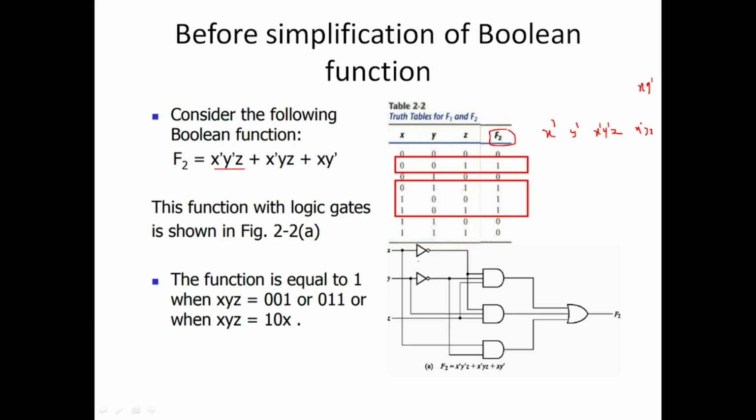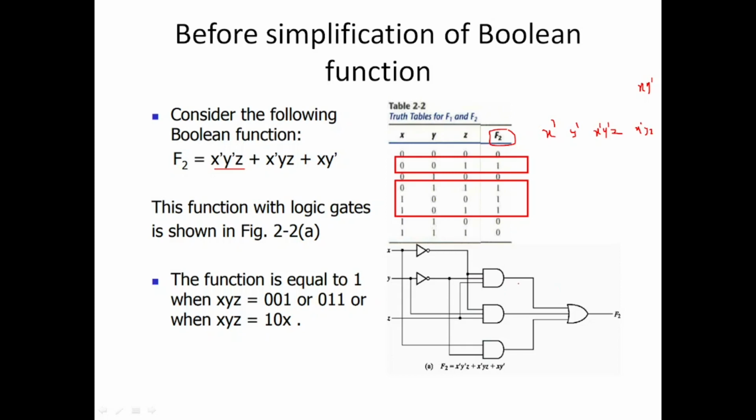So the X input is complemented here with the help of a NOT gate. The Y input is also complemented with the help of a NOT gate. And after that we have to use the AND gate. So this AND gate is the combination of X dash, Y dash and Z. Next, this AND gate is X dash, Y and Z. In this AND gate, it is X and Y dash.